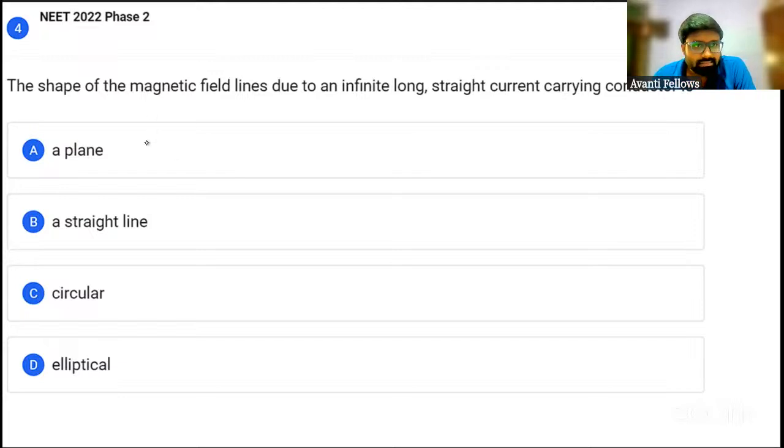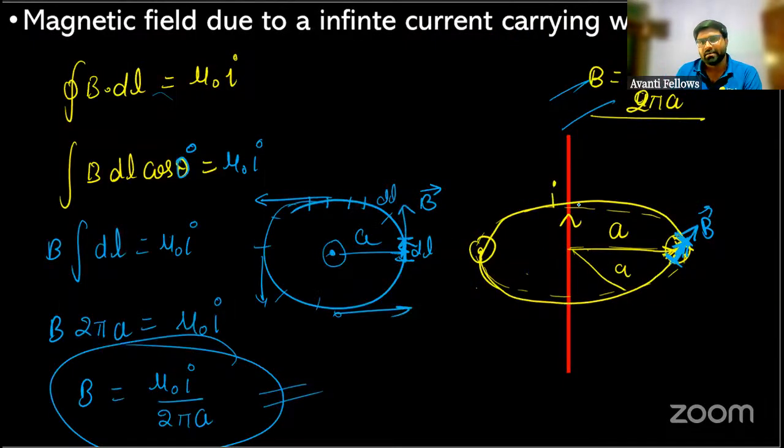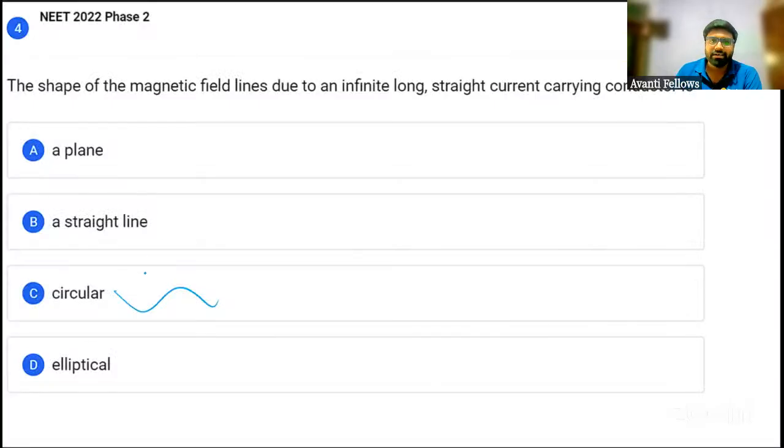So what is the answer of this question? The shape of magnetic field lines due to an infinitely long straight current carrying conductor is, okay Ganesh, one yes is sufficient. You don't have to type yes, yes, yes. The shape of magnetic field lines due to an infinitely long straight current carrying conductor. So it will be a circular loop. Because in the previous question we have circular loops forming of the magnetic field. So the magnetic field will be circular.